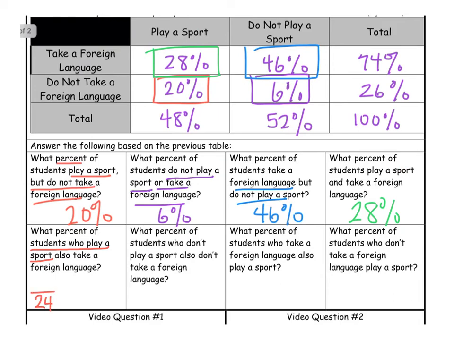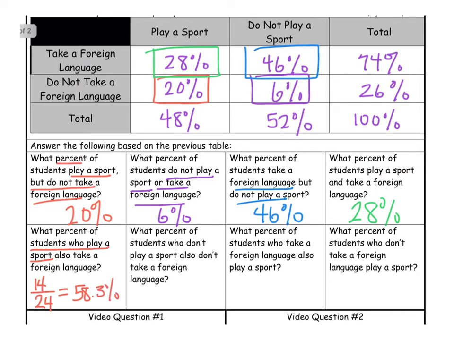Of those 24 students, how many of those students also take a foreign language? So going back and looking at our previous two-way table, of those 24, 14 take a foreign language. And so if we convert that to a percent, it's about 58.3%.